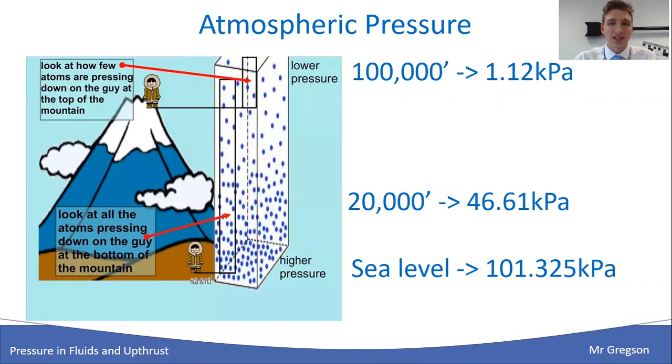So lower pressure further up in the Earth's atmosphere. Note down quickly, at 100,000 feet, the atmospheric pressure is going to be about 1.12 kilopascals. At about 20,000 feet, it's going to be 46.61 kilopascals. And the one you probably need to remember is at sea level, which is what we use for our calculations generally. The atmospheric pressure is 101.325 kilopascals, around 100 kilopascals. So make note of that.